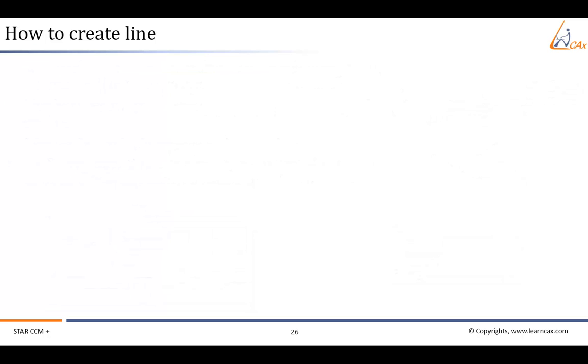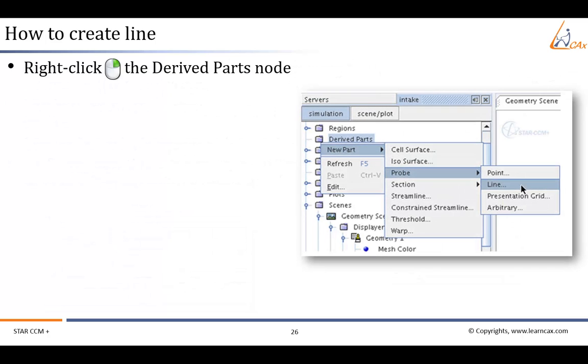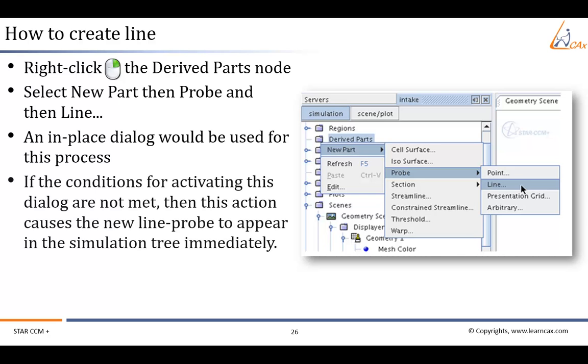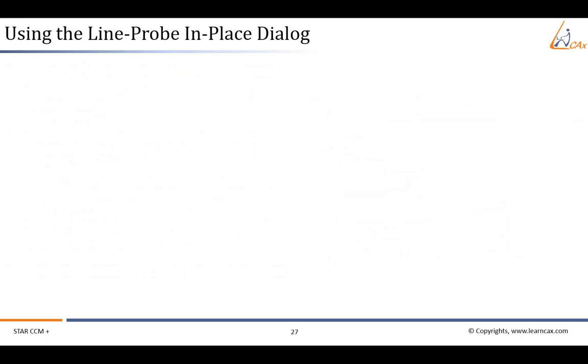How to create a line? Right-click the derived parts node. Select New Part, then Probe, and then Line. Typically, an in-place dialog would be used for this process, and it will appear as soon as you execute this pop-up menu action. However, if the conditions for activating this dialog are not met, then this action causes the new line probe to appear in the simulation tree immediately. Then we have to define the part using the properties. Now we will see how to create line part using the in-place dialog.